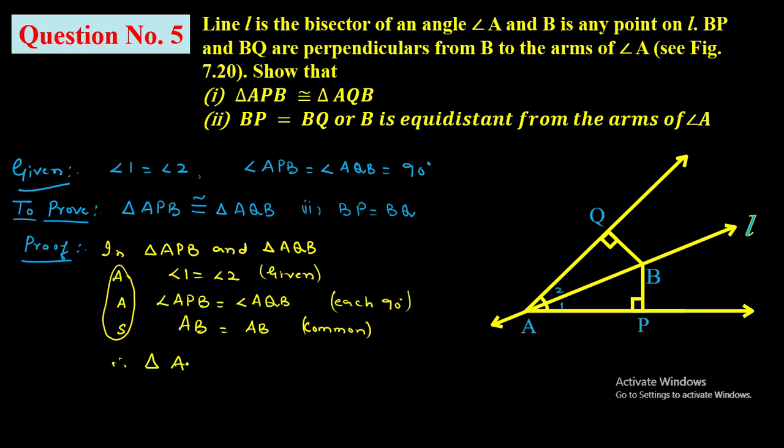Therefore triangle APB is congruent to triangle AQB, and since the triangles are congruent, corresponding parts are equal. It implies that BP is equal to BQ. Thus, B is equidistant from both the arms of the angle. Hence, proved. So this was the solution or proof of question number 5.